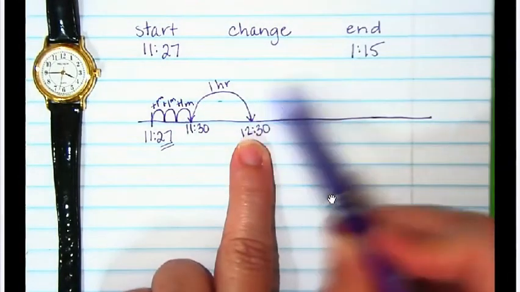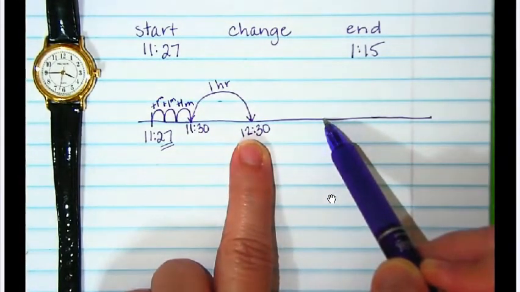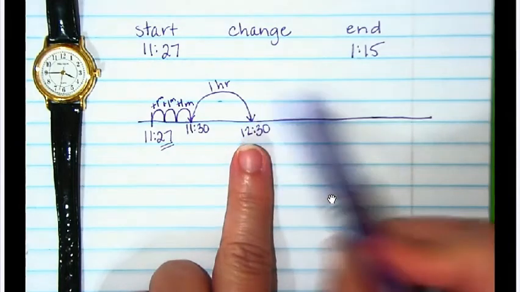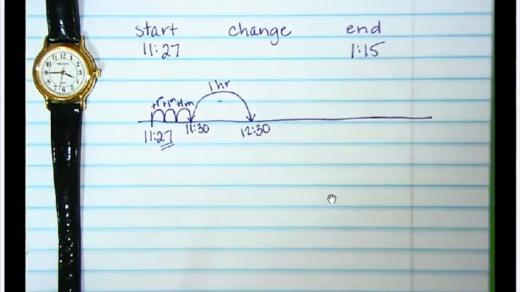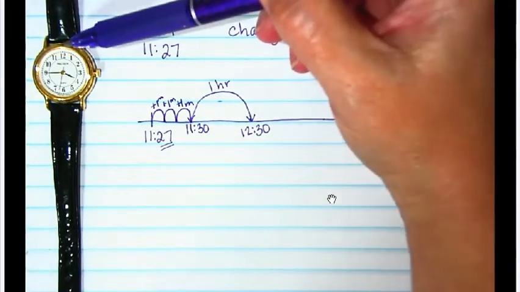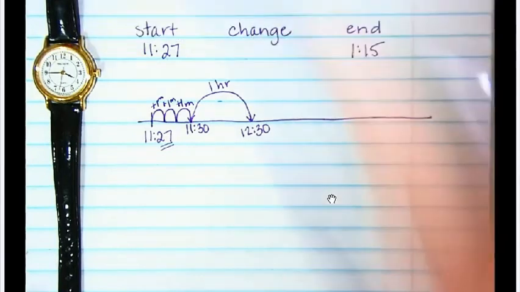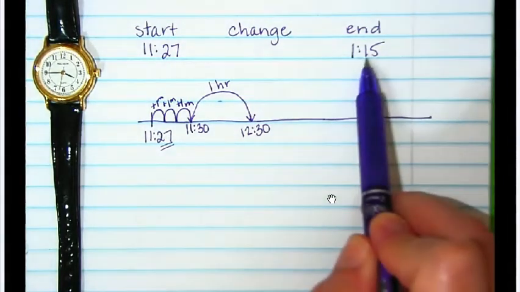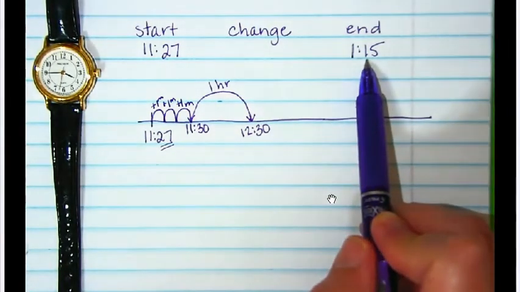If I add another hour, okay, there's not a 13:30 unless you're in military time, but if you're in regular time, we're not going to say 13:30 because after 12, think about on the clock, what happens after 12? 1. So when I add an hour, it would be 1:30. That's after my end time. So I'm not going to add another hour.